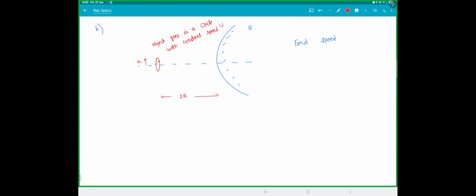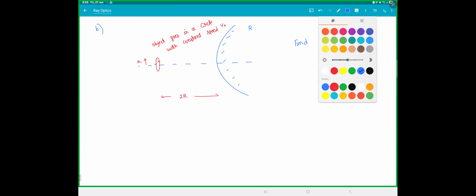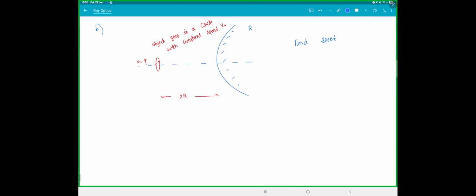Take it as V naught because U we are already using for image distance, object distance. So the particle is going in a circle with speed V naught. Are you getting how this circle is? Do you remember electrostatics we did, na? Field on an axial line due to a ring. So the circle is like that. The circle is not like this. The circle is perpendicular to the plane. Find speed and acceleration of the image.